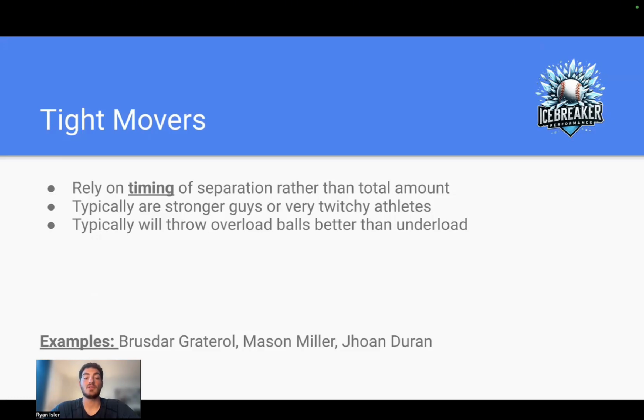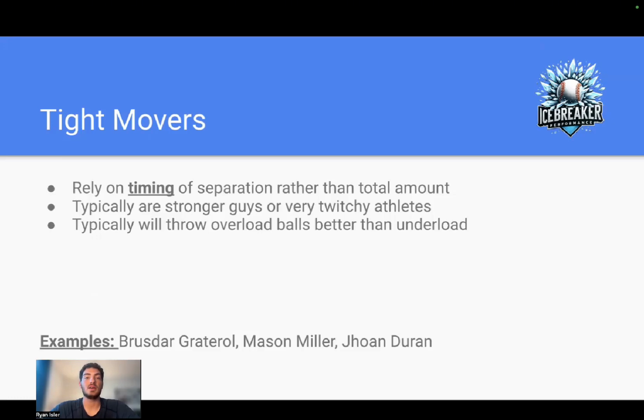So these tight movers are typically stronger guys and they're very twitchy, right? So they have a lot of explosive power. And when they time up that explosive power and are able to efficiently transfer it to the next part of the chain each time, now they're sending a lot of force into the ball, right? So another thing to note with these guys too, overload balls are typically their friend. They throw overload balls better than underload balls typically.